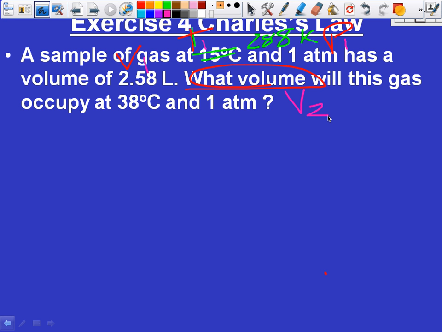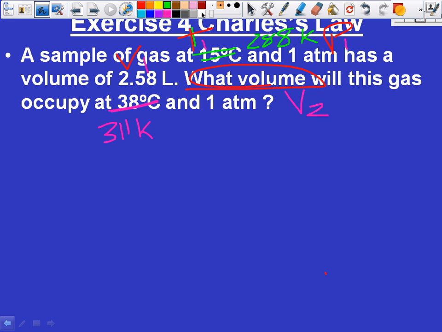Let's change that to Celsius. That's going to be 311 Kelvin. Change it from Celsius to Kelvin. I have a kind of a phrase here: if you see a C, change it to a K.